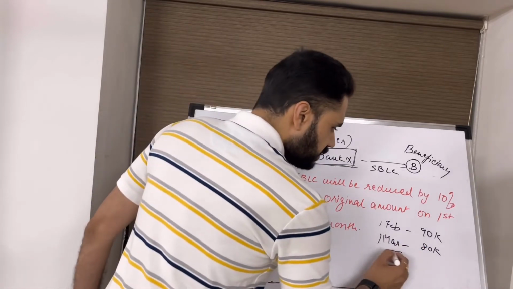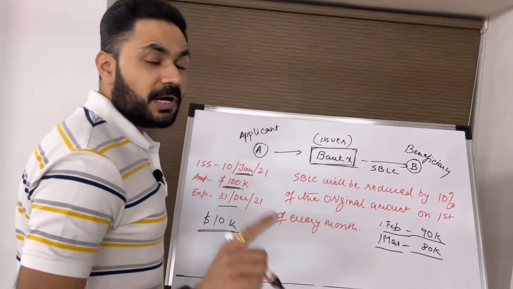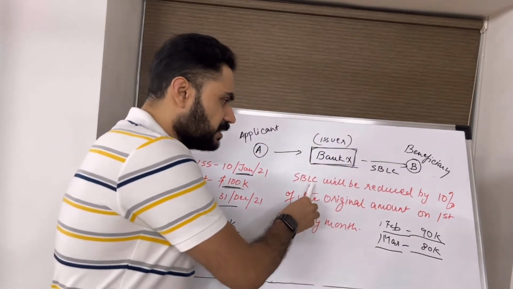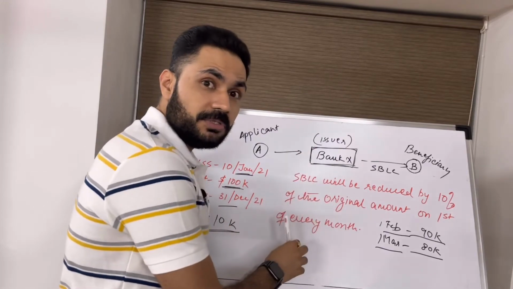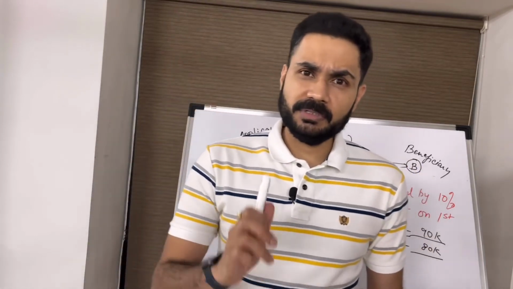So in this case, the reduction will happen without requirement of any consent from the beneficiary, because when the beneficiary accepted the original undertaking, this automatic reduction clause was also accepted by the beneficiary. So no intimation is required to be given to the beneficiary.